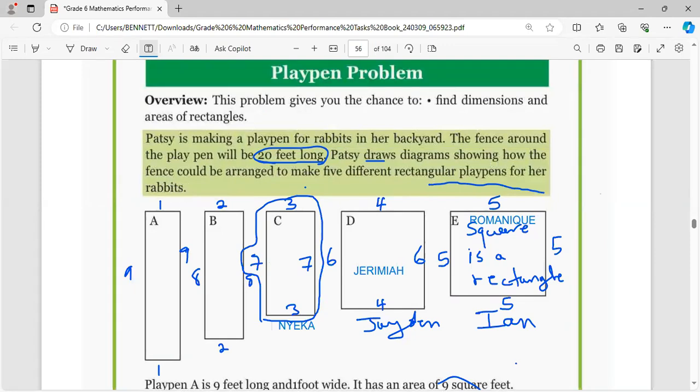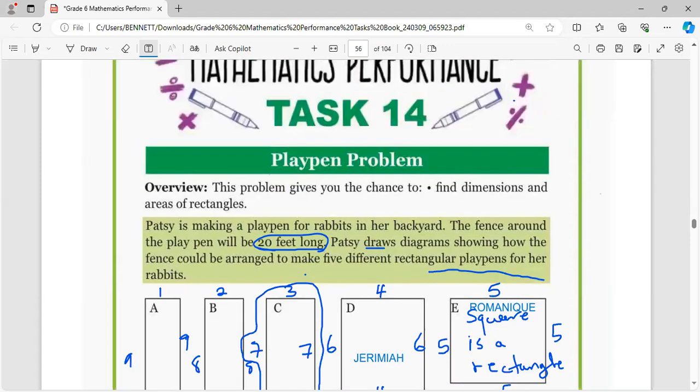Look, let me go back up and show you guys. So they gave us the area, right? They said Patsy's making a playground for a rabbit. The fence around the pen will be 20 feet long. Patsy draws a diagram showing how the fence would be arranged, 5 different rectangles for a rabbit playpen.